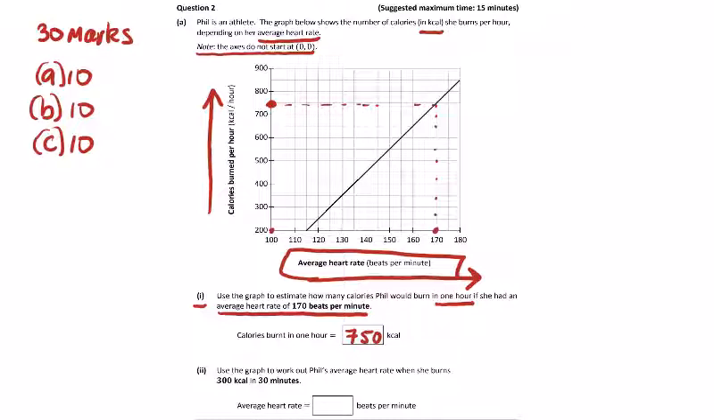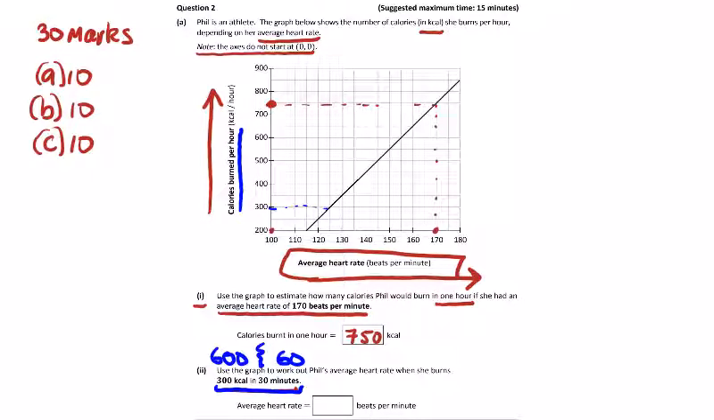And then use the graph again to work out Phil's average heart rate when she burns 300 calories in 30 minutes. So we go here to 300 calories. So I'll just change colors here. You may be tempted to just go 300 and across, but if you look at the question that I have underlined, 300 calories in 30 minutes, and the graph is calories burned per hour. So if we double this, this will be 600 calories in 60 minutes. And now we have it per hour.